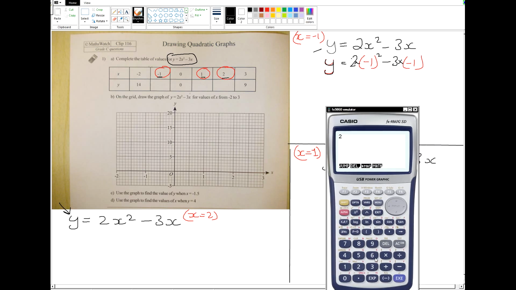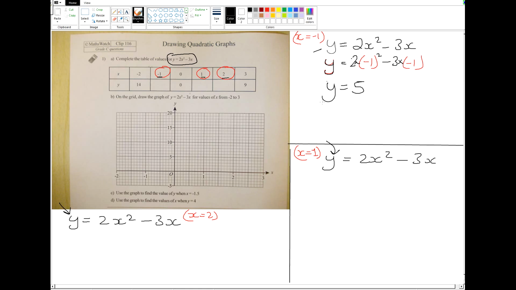So it'll be 2 multiply by, we use brackets here, the little minus sign, this minus 1, close bracket, squared. And take away 3 times a bracket, the little minus sign, and then the 1, close bracket, equals. So that gives us an answer of 5.